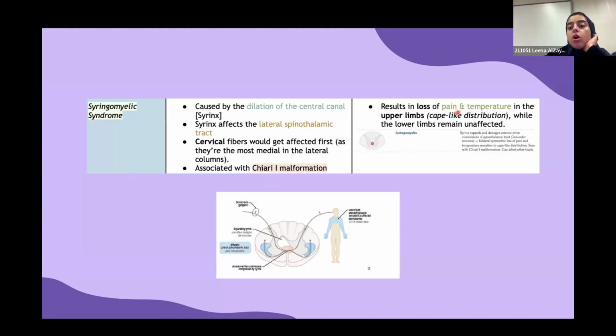So the result would be loss of pain and temperature, specifically in the upper region, as we said, because the cervical fibers are the most affected, while the lower remain unaffected because the sacral and lumbar are farther from the center. So they're much less likely to get affected. So you're going to have this cape-like distribution because only the upper limb is affected. So you're going to have the cervical fibers being affected, and then the sacral, lumbar, thoracic are being spared. Okay, is it clear, guys?